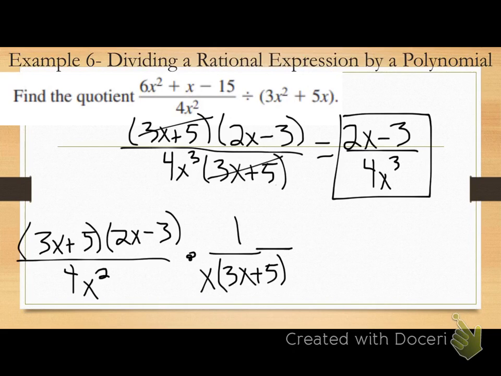Not too bad. What does x not equal? X cannot equal 0. If I plug 0 in, I get 0 in my denominator. What else can x not equal? Based on my 3x plus 5, it cannot equal 5, or can it equal negative 5? Well, if I plug negative 5 in, I get negative 15 plus 5, which is negative 10. That's fine.